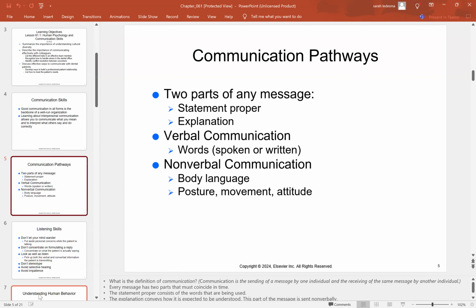Communication pathways. There are two parts of any message: the statement proper and the explanation. Verbal communication, words spoken or written, and non-verbal communication, including body language, posture, movement, and attitude.